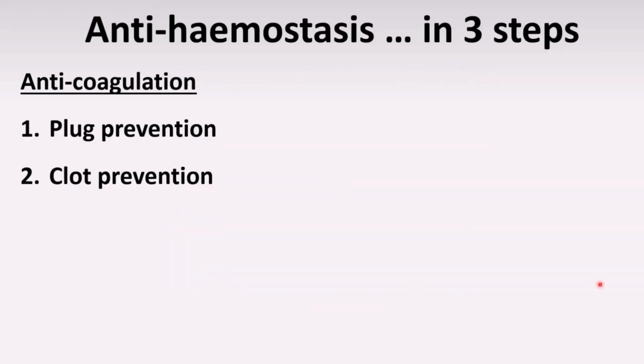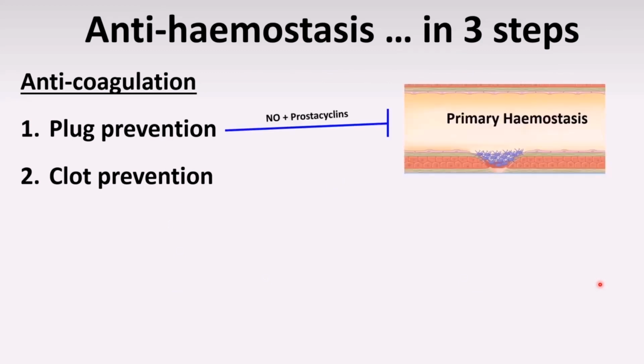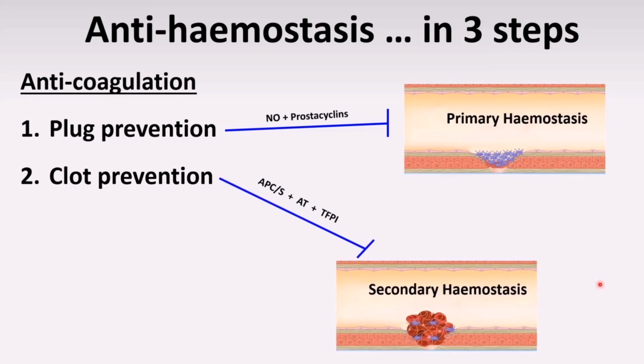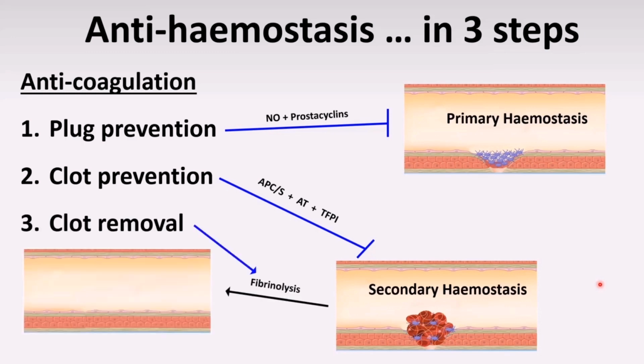Okay, so we have learned about plaque and clot prevention, and we said that plaque prevention is executed by your nitric oxide and prostacyclins released by the intact endothelial cells, whereas clot prevention is executed by your APC and S, your antithrombin, and your TFPI. So we are going to move next to the clot removal, or your fibrinolysis.